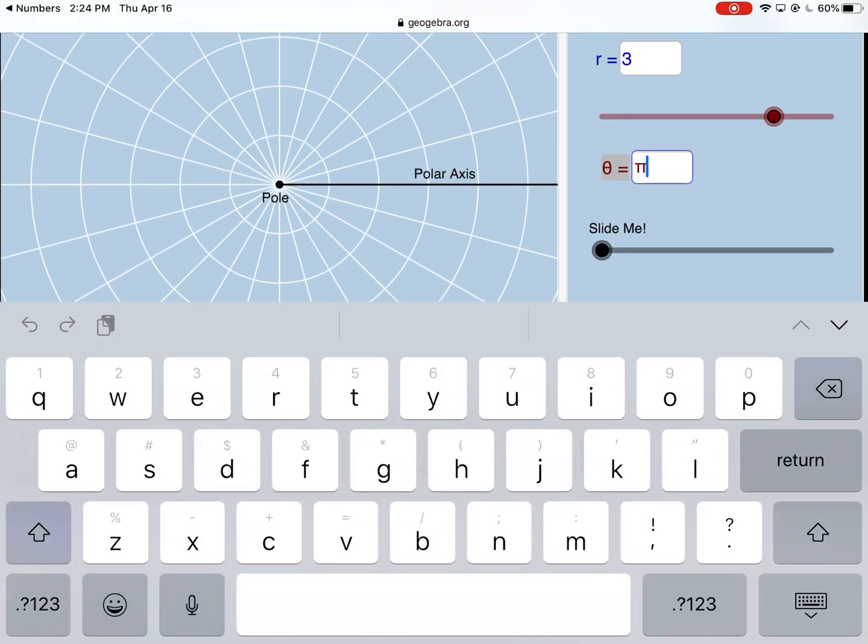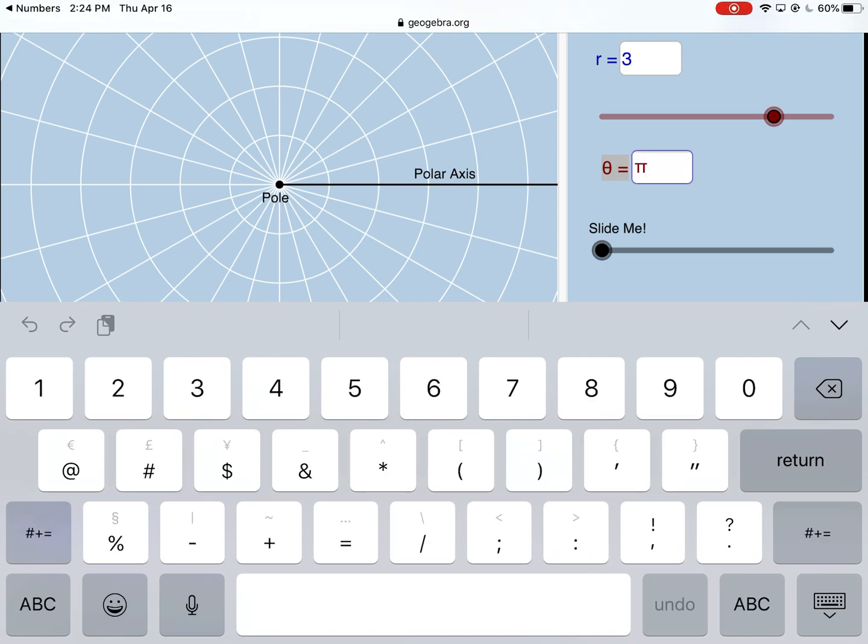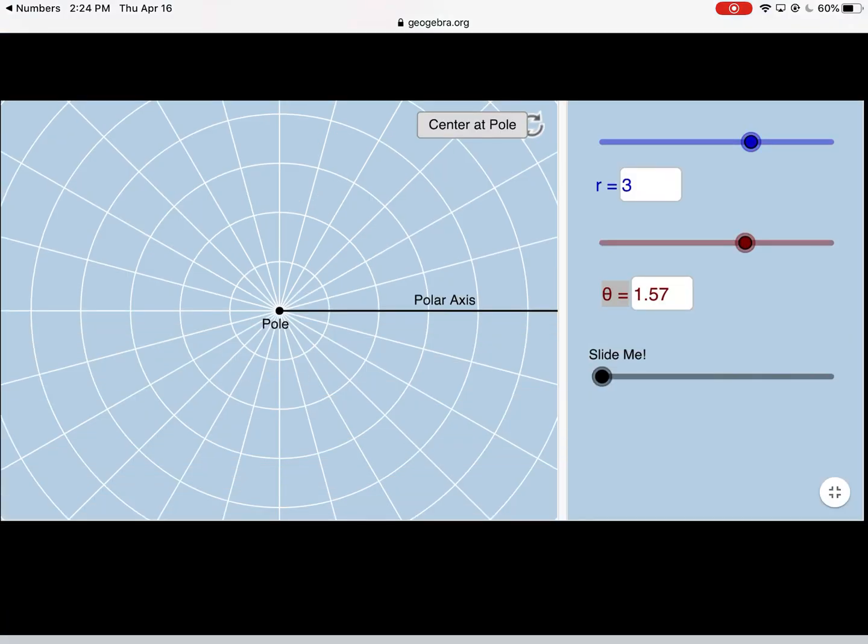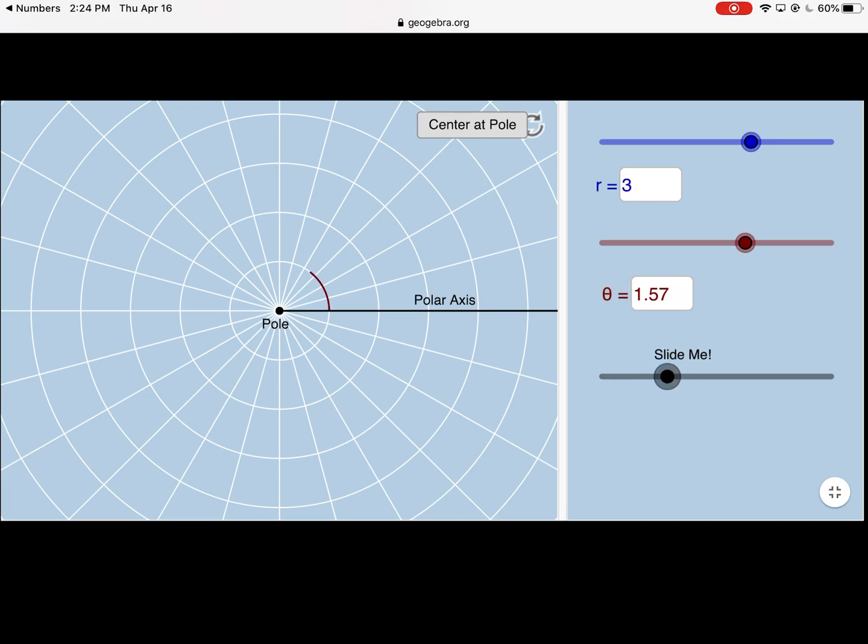Let's give you a different value here. Let's say instead of pi, I wanted pi over 2. All right. And change it to a decimal. 1.57 is approximately pi over 2. So I will rotate to the terminal side of that angle, and then I will go 3 units up that terminal side. There's my point.